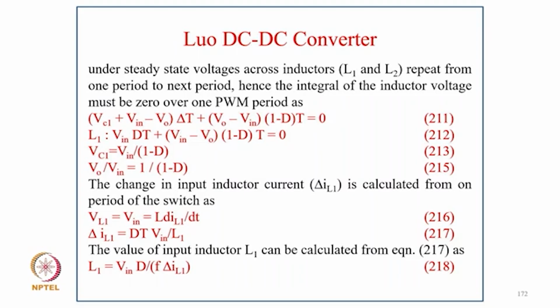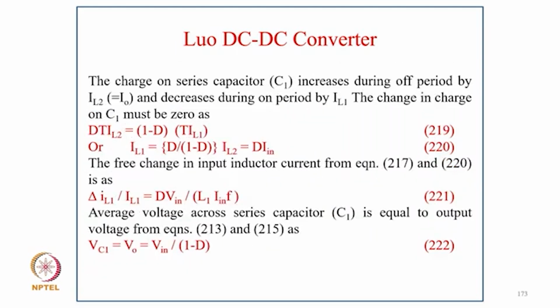So the change in the input inductor current is calculated from VL1 equal to Vin L dI1 upon dt, and delta IL upon dt equals Vin upon L1. The value of input inductor can be calculated from this: L1 equal to Vin d upon F delta IL1.